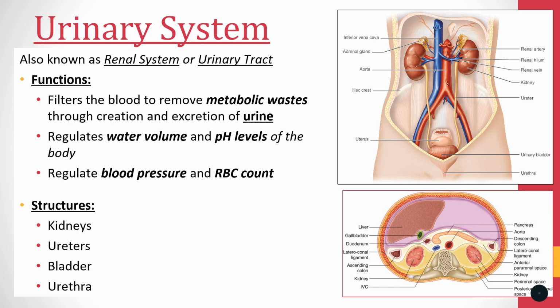It's also going to regulate our water volume and the pH levels in the body. We talked a little bit about how important those pH levels can be in our respiratory lecture, and how the respiratory system helps to regulate those. The kidneys regulate that as well, so we'll talk more about that. And then lastly, the kidneys help to regulate our blood pressure and our red blood cell counts. We're going to talk about a few major different structures in the urinary system: our kidneys, our ureters, our bladder, and our urethra.